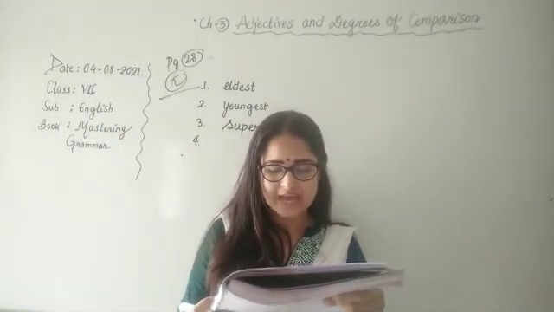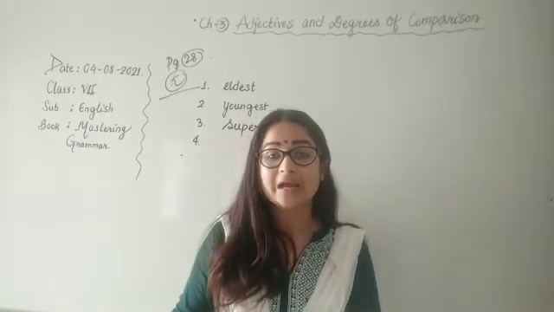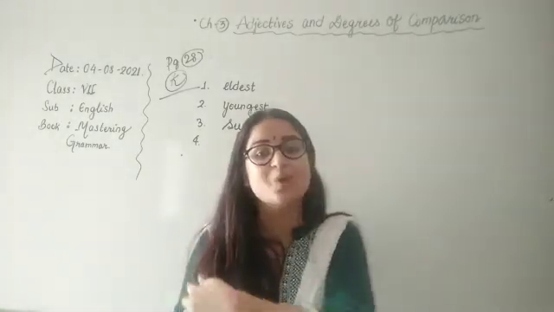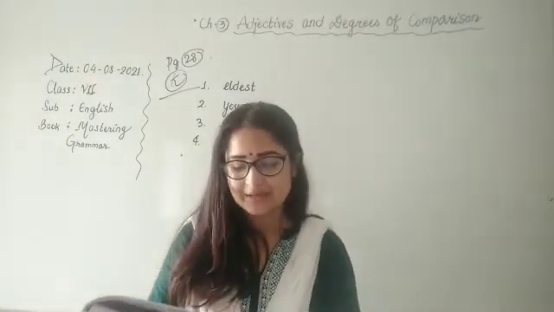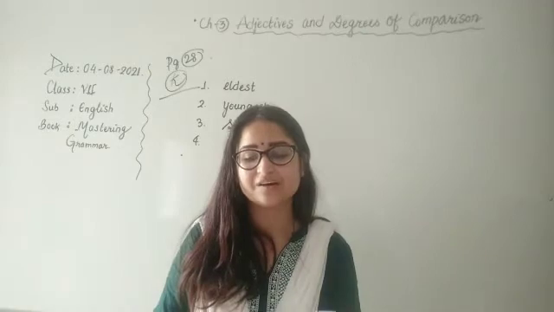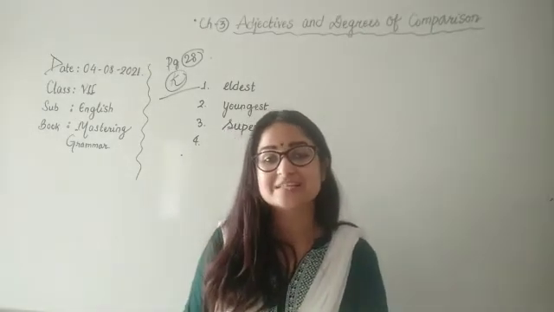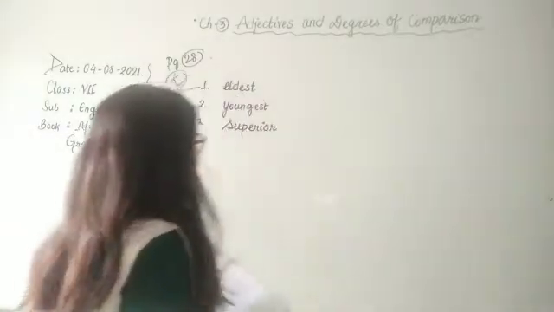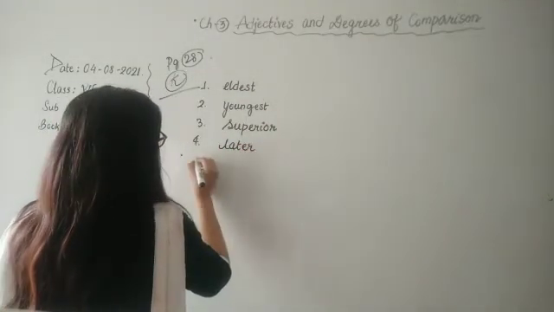Number 4. He came dash than her to Anju's house. Now, because I am telling about the arrival, about the time. So, he came dash than her. What did we learn? Yes, we had learned it will be later, because it's in comparative form. So, later.